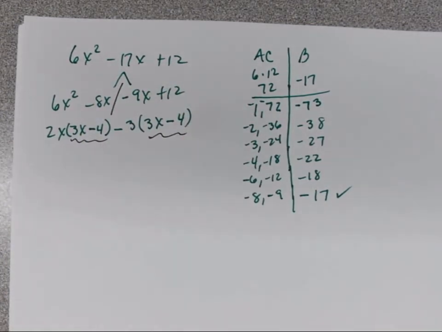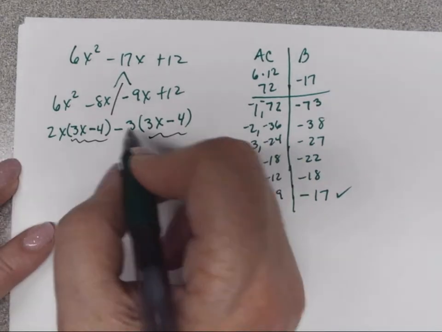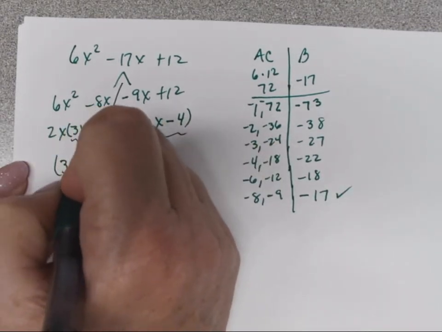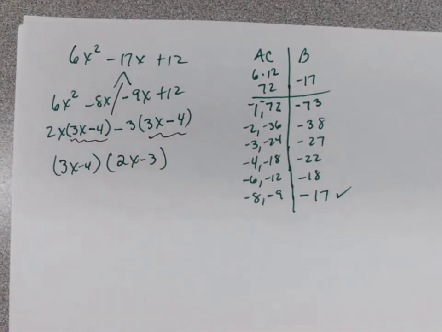And sometimes they only have a 1 that will factor out, and that's okay. All right, we matched, so we have 3x minus 4 times 2x minus 3. And there you go.